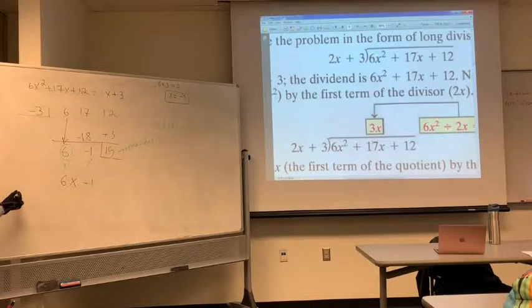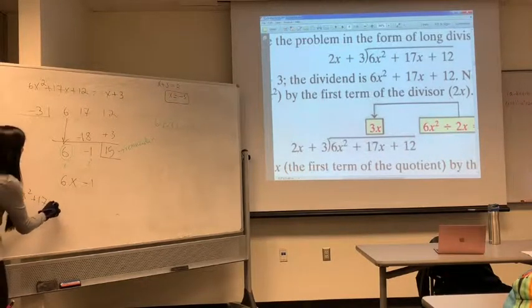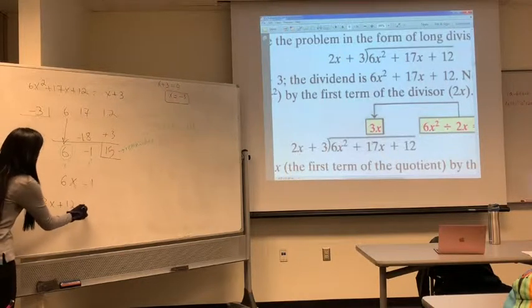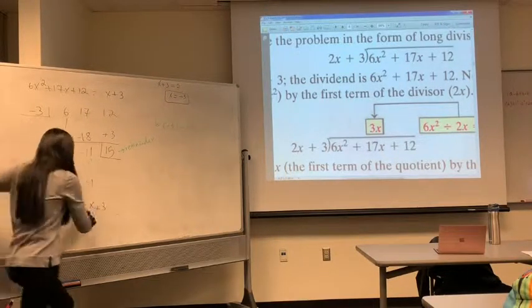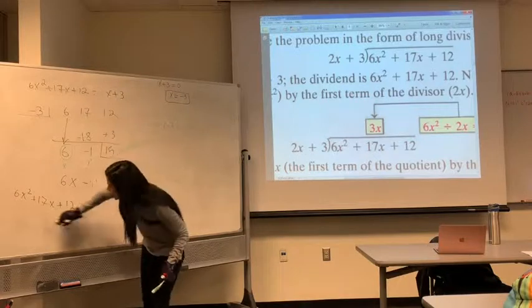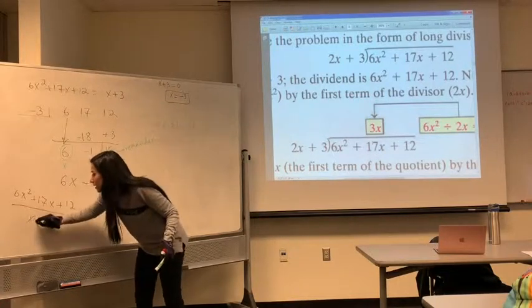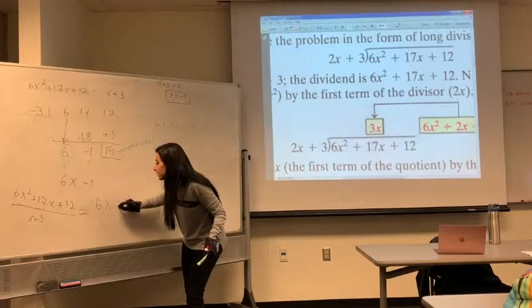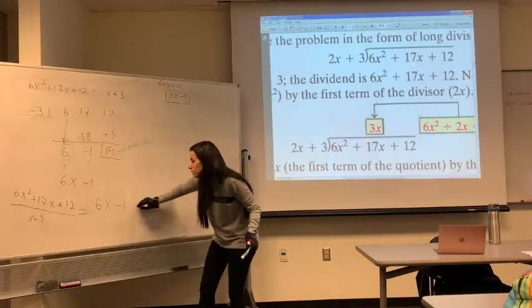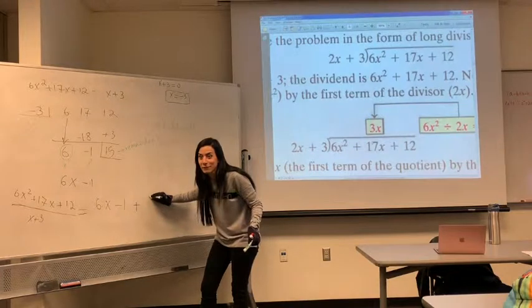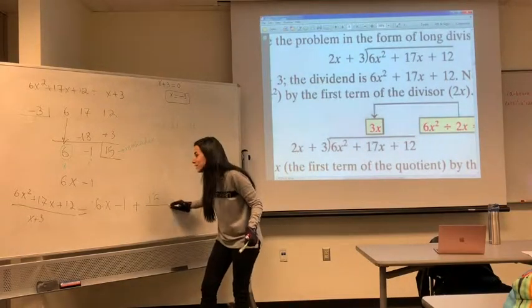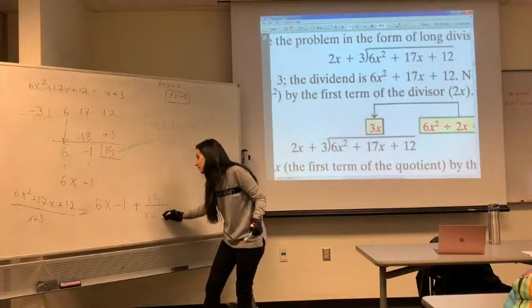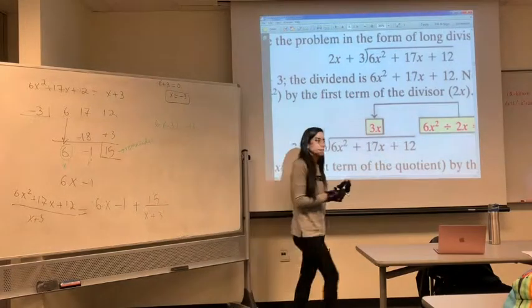So we divided this by this one. So let's put that here, x plus 3. And then our answer is 6x minus 1 plus, we have a remainder, right? The remainder is 15 divided by the divisor. Okay.